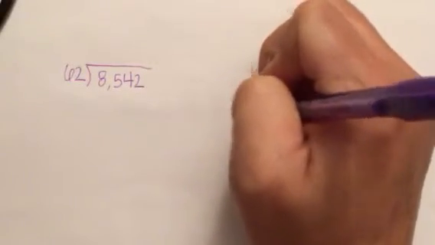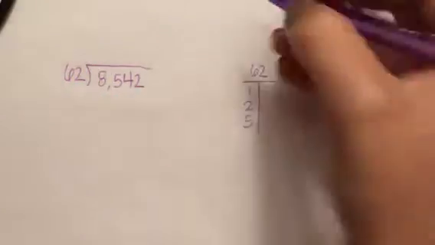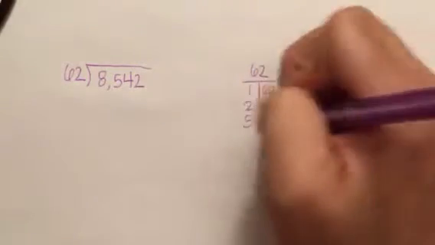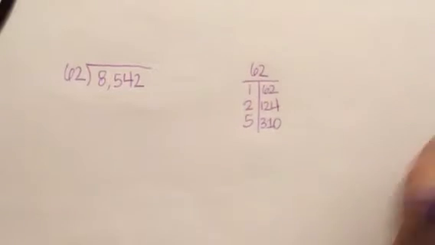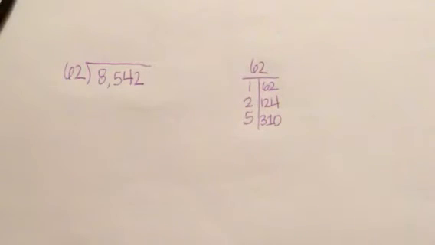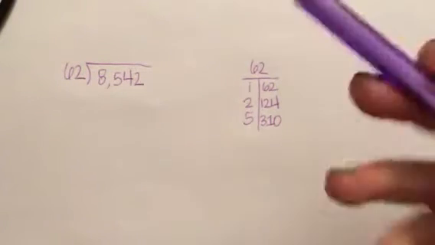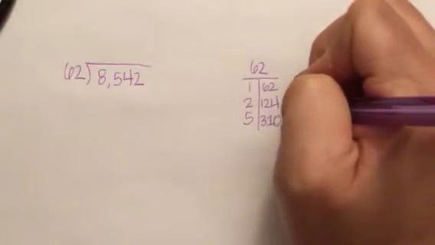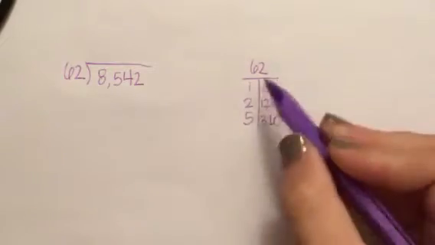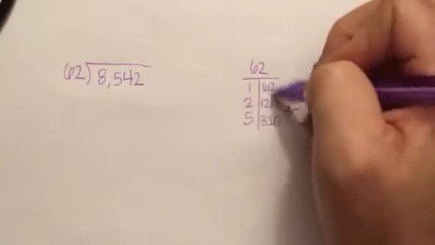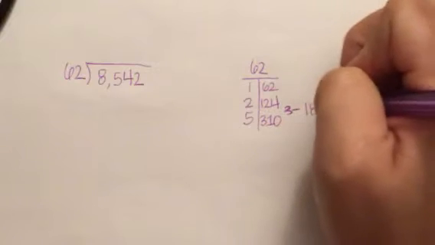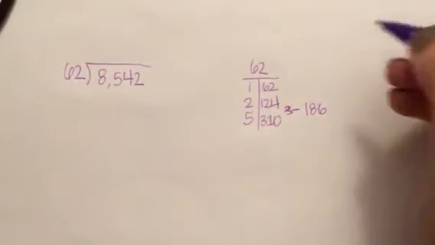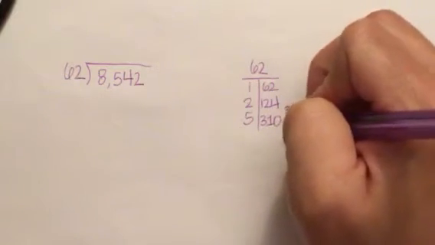1, 2, 5. And we've already done that. It was 62, 124, and 310. Again, you can use the same strategy we did before. You can even go ahead and come up with what 3 times 62 would be. Just combining your two numbers here would be 186. Okay. 4 would just be 2 sets of 124.